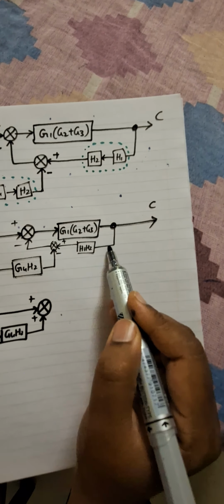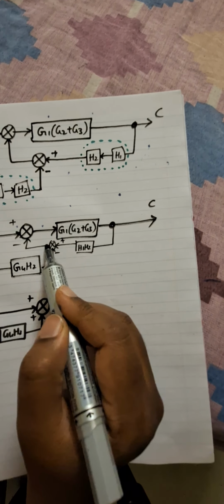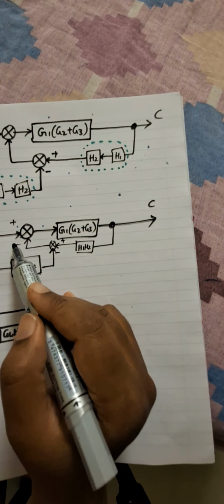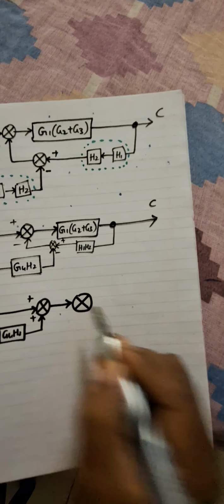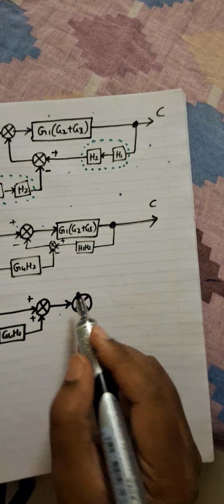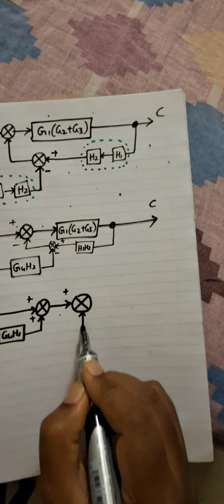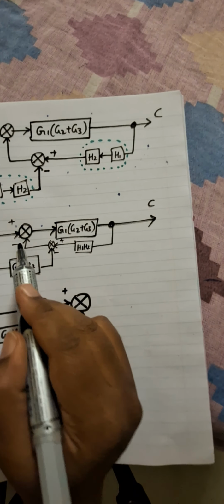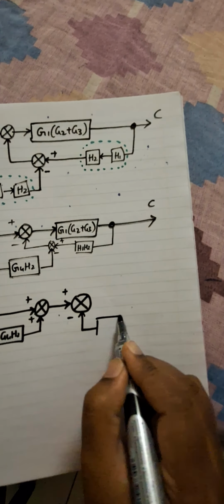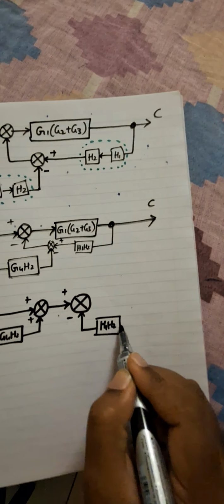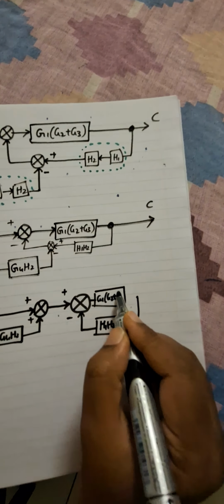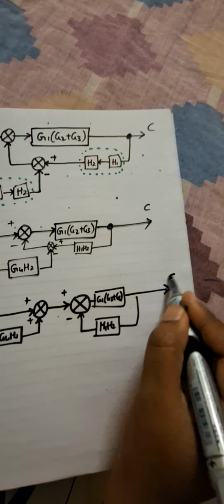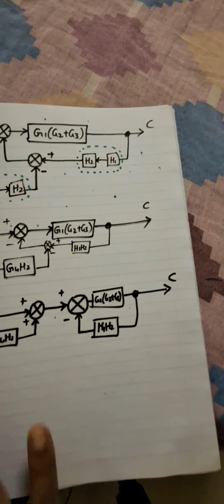Now from here, H1 H2 positive is going with the negative to the summation, means positive into negative is negative, right? So that is another summation I am keeping. This is positive, so positive will be positive, but here positive into negative is negative. H1 H2 is gone to G1 into G2 plus G3. This one.